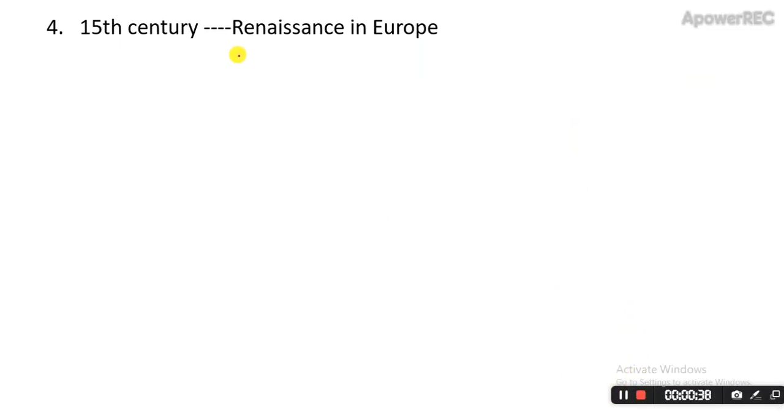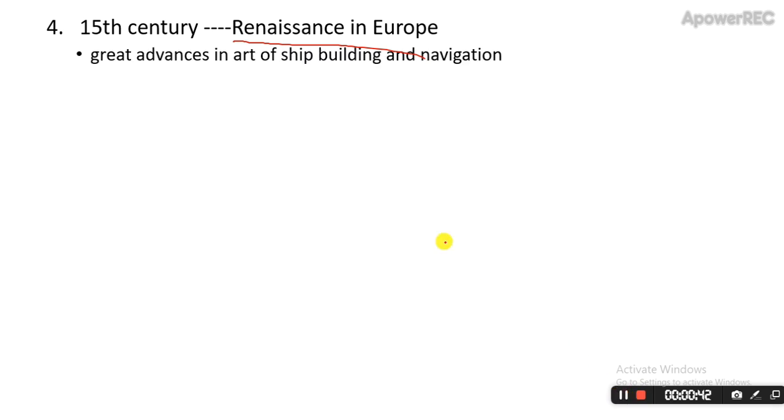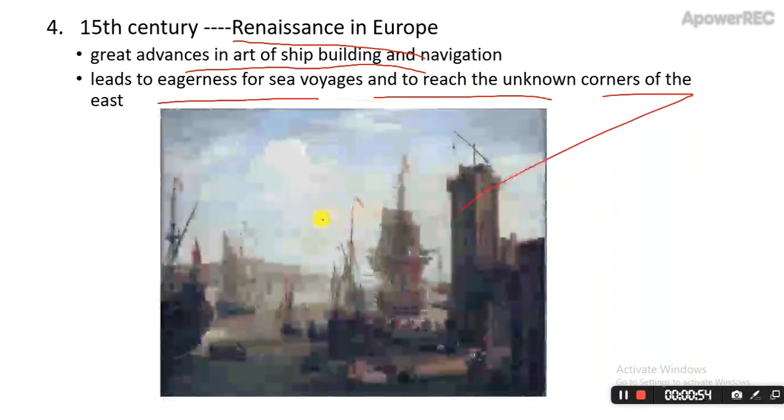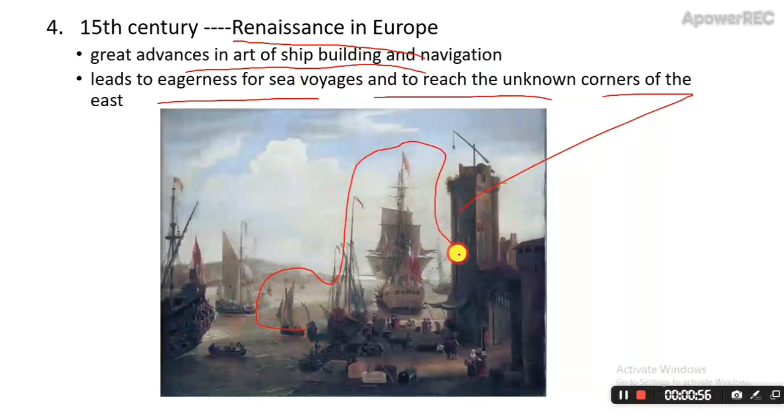The fourth major reason was the Renaissance in Europe in the 15th century. The great advances in the art of shipbuilding and navigation led to eagerness for sea voyages and to reach the unknown corners of the east. So here is the shipbuilding art, and this led to the urge to find a new sea route to India. They were passionate about finding new routes to unknown corners of the east to earn huge profits.